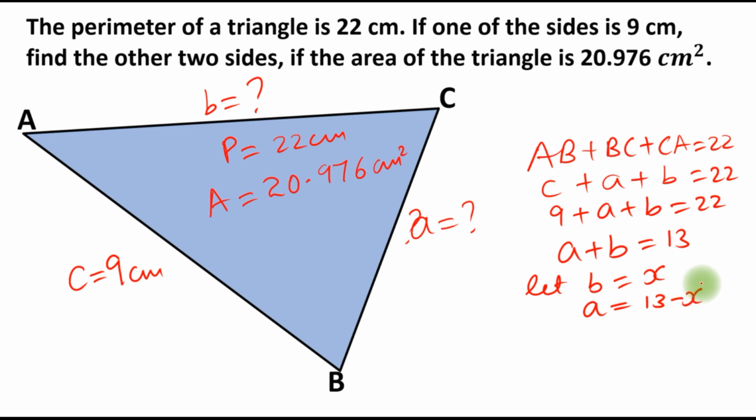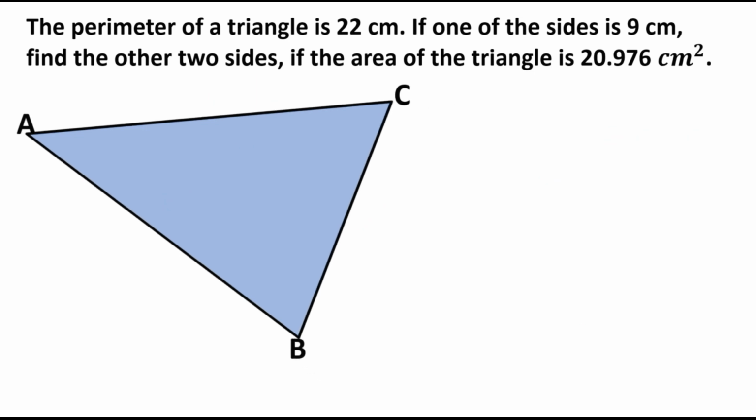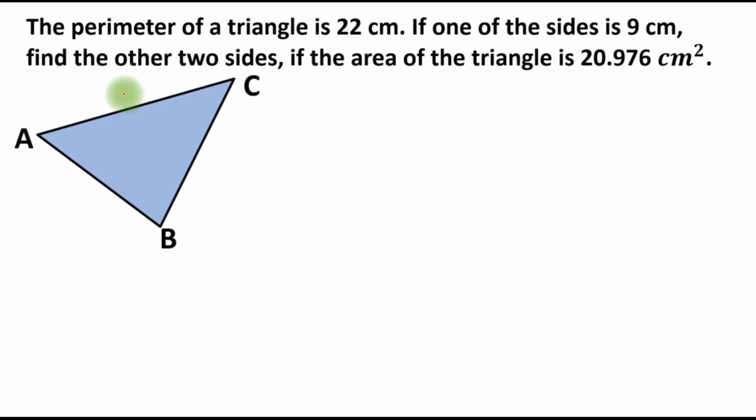So I hope now that is okay. For this we treat one as x, and the other one we treat as 13 minus x. So this side will be x, the other side will be 13 minus x, and this side C will be 9. So we use Heron's formula to get the other sides.